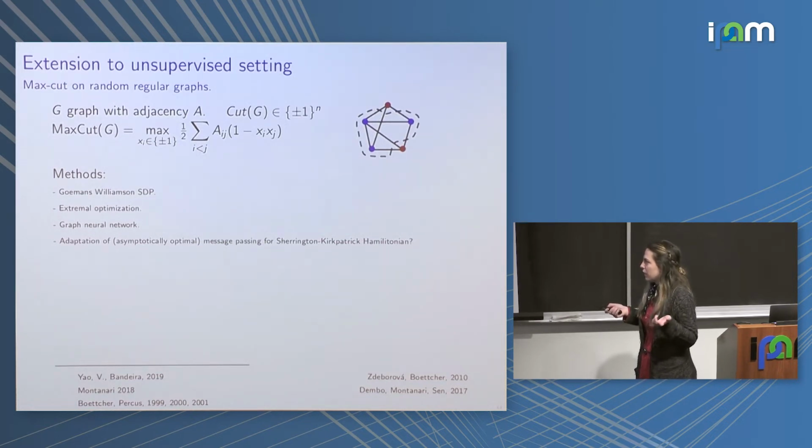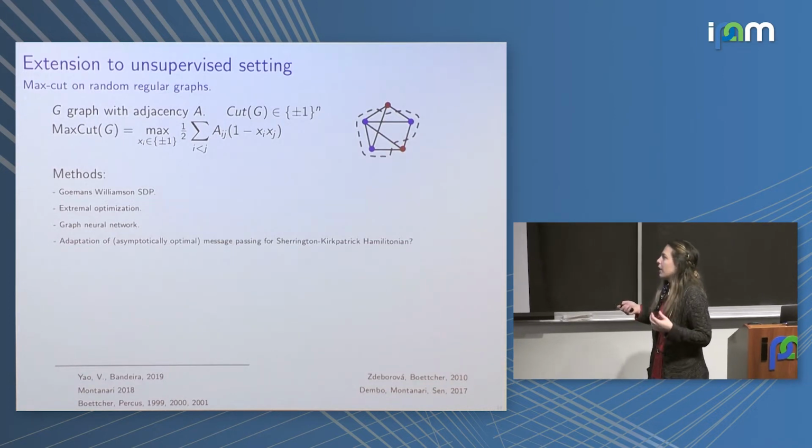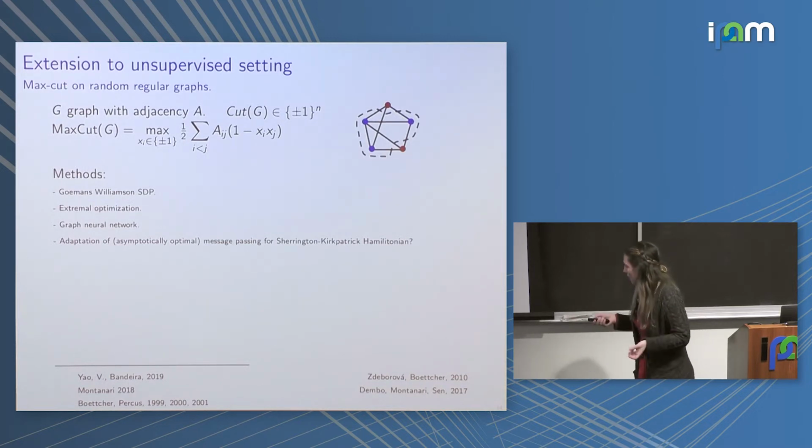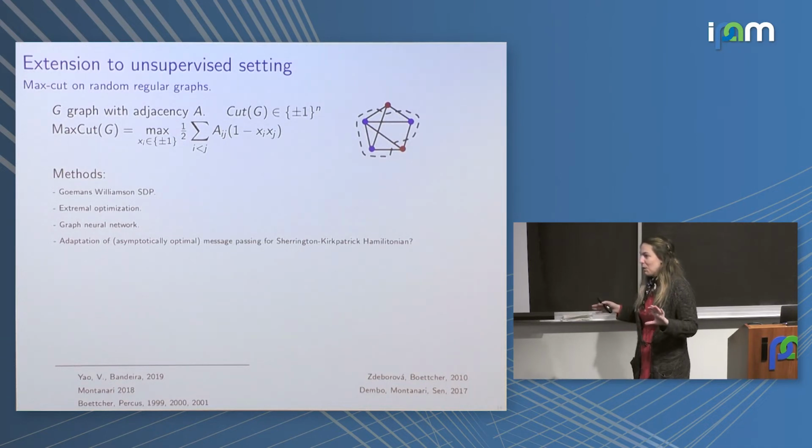the classical SDP relaxation by Goemans and Williamson, the extremal optimization algorithm by Boettcher and Percus, the graph neural networks, which are the ones that we are introducing here, and there may be a way to adapt the message passing algorithm that is asymptotically optimal for the Sherrington-Kirkpatrick Hamiltonian that Andrea did last year, but I don't know how to adapt this algorithm or if it's even possible to implement it. But maybe that would be asymptotically optimal.